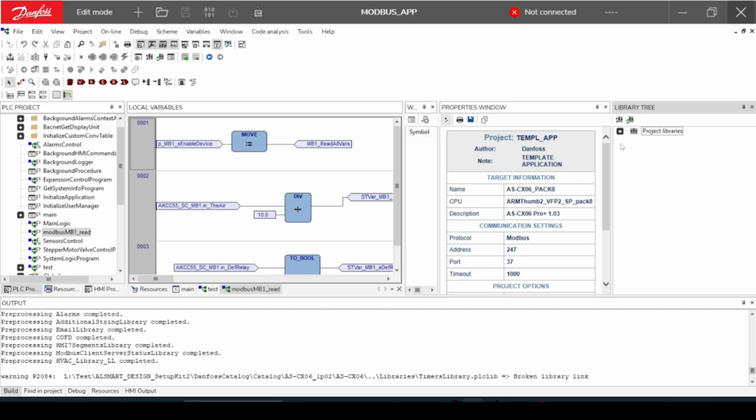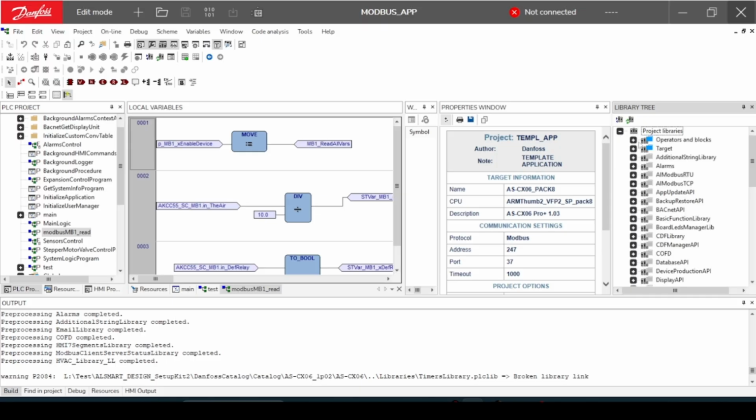Hello, everyone. In this video, we're going to explore the comparison function blocks available in the standard library. These function blocks are used in PLC programming to compare two values and generate a Boolean output, which means the result will be either true or false, depending on whether the comparison condition is satisfied. Let's start with the EQ operator.